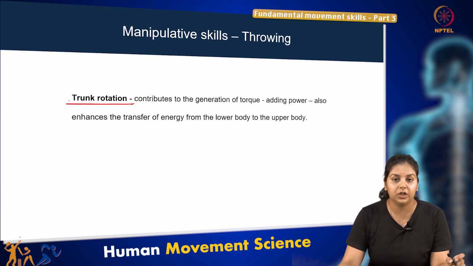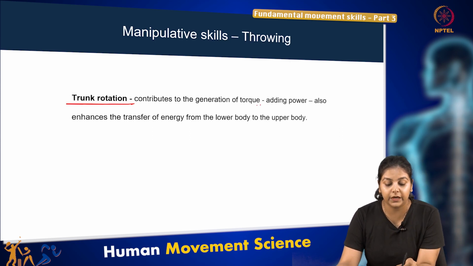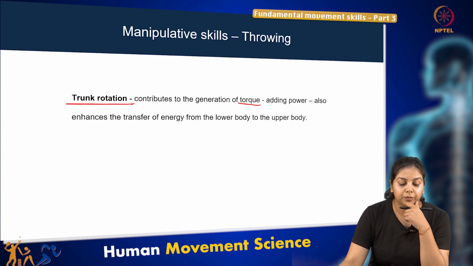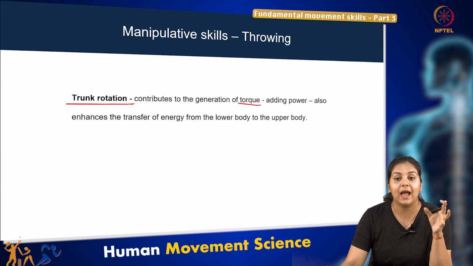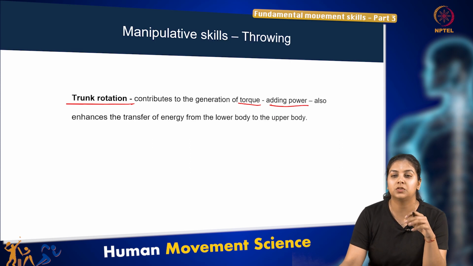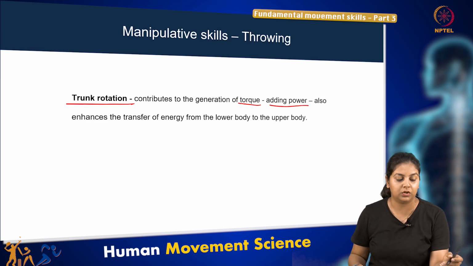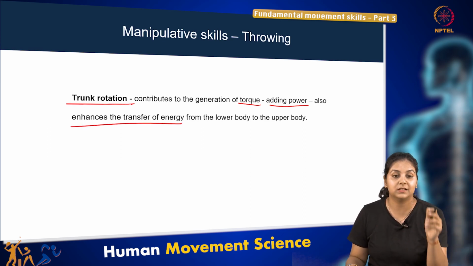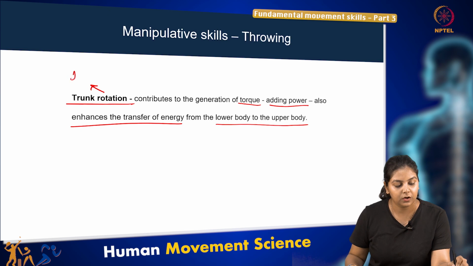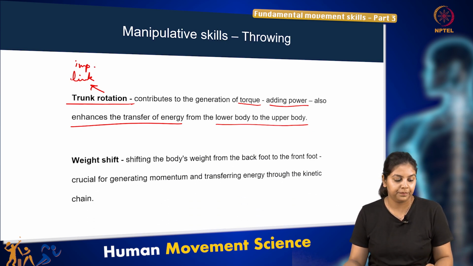Another important one would be trunk rotation, another important segment in this sequence. It contributes to the generation of torque. We've looked at torque in the kinematics chapter. So trunk rotation is quite a big segment, and it adds to the power that's been generated. It's also the link, isn't it, between your lower body and your upper body. So that transition through the trunk becomes extremely important, as it enhances the transfer of energy from your lower body to the upper body. So just imagine trunk rotation is an important link, right, between your upper body and lower body in throwing.